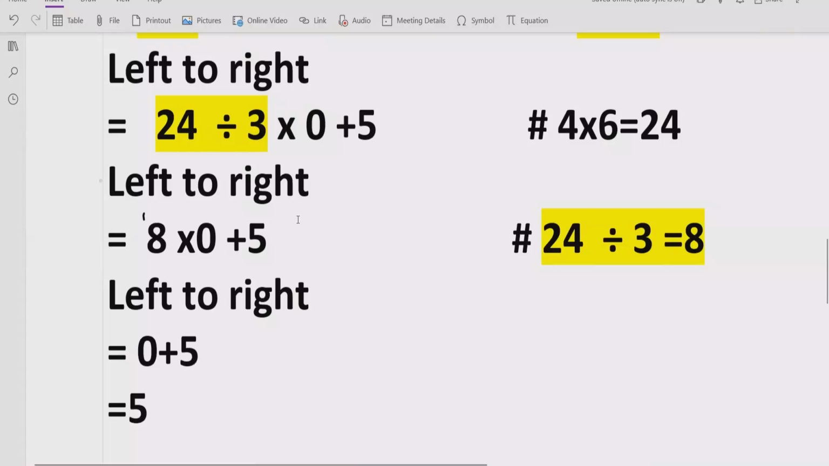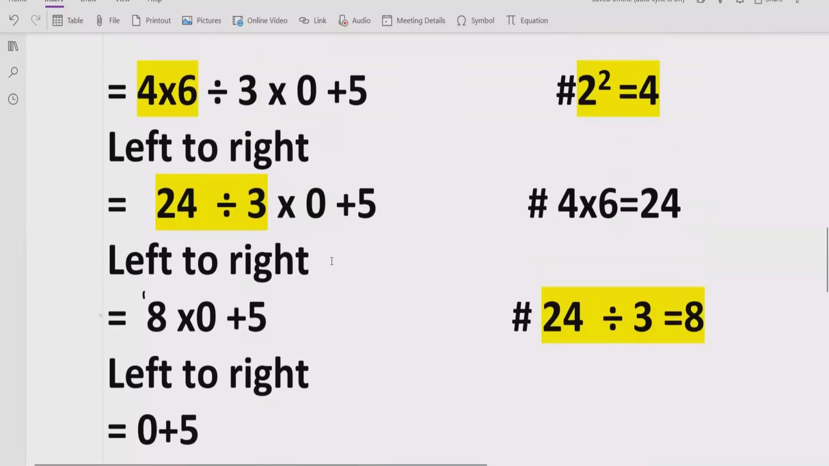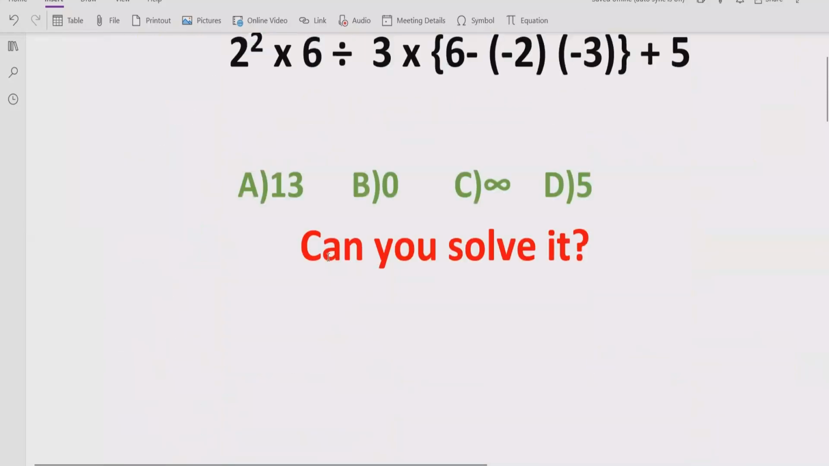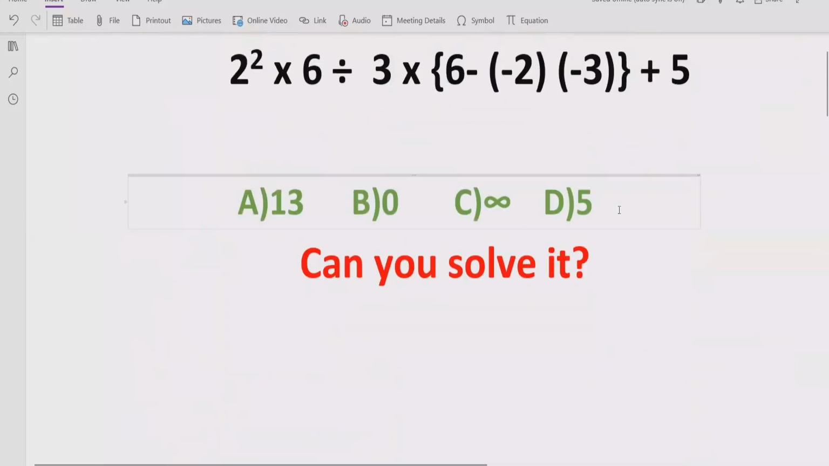So I think you understand how you can solve this expression using the PEMDAS and BODMAS rule and get the correct result. If you see the answer list, answer D is the correct answer, not C.